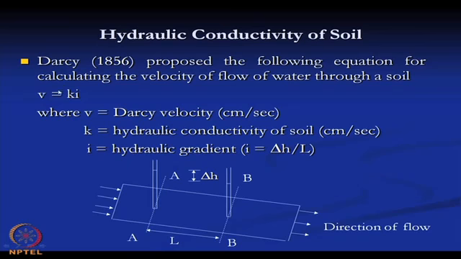So, what is the hydraulic conductivity? Now, if we consider I equal to 1, then V becomes the Darcy velocity in centimeter per second. So, that means if I is equal to 1, K is equal to V. So, the hydraulic conductivity of the soil is the Darcy velocity under unit hydraulic gradient. That means I is equal to 1.